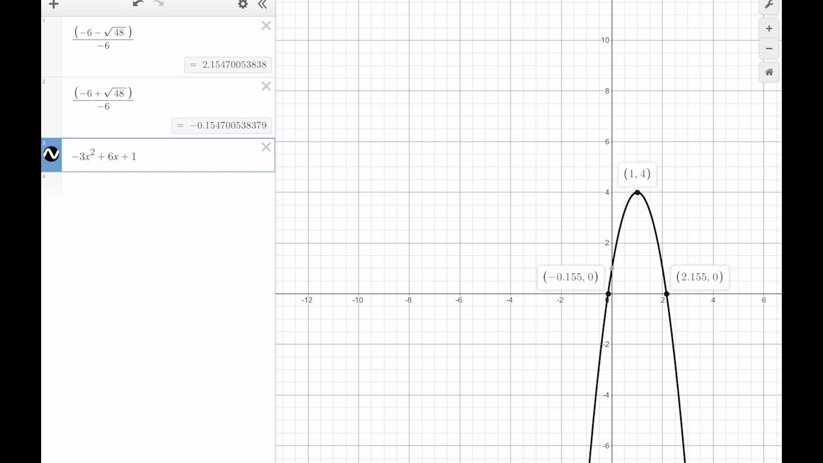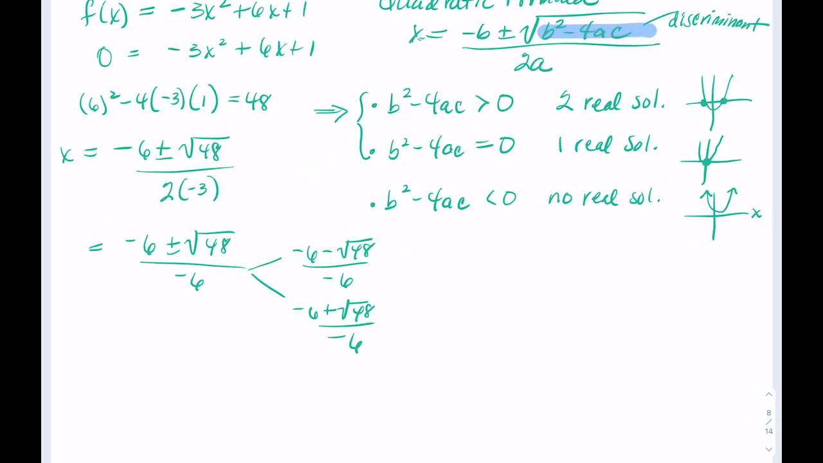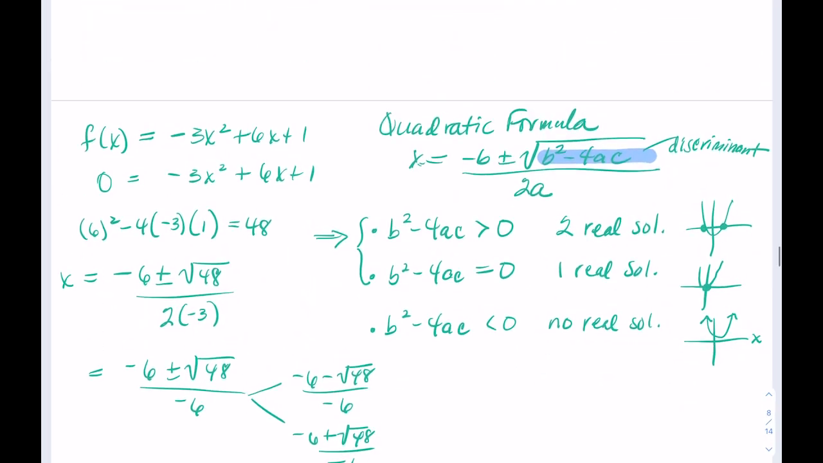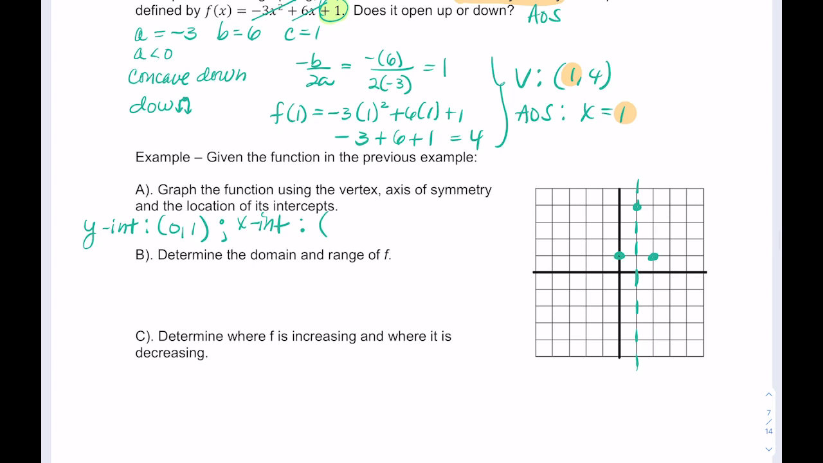Okay, you can also see here's the vertex that we found, and here's the y-intercept. So it's all there. Okay, so I'm going to come back here and put my x-intercepts as decimals. So 2.15 comma 0 and -0.15 comma 0. So 2.15 is like right about there, and -0.15 is maybe right about here.